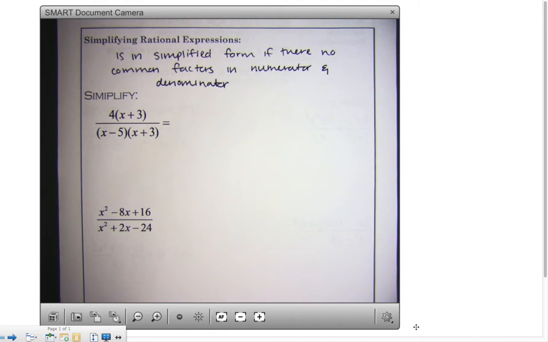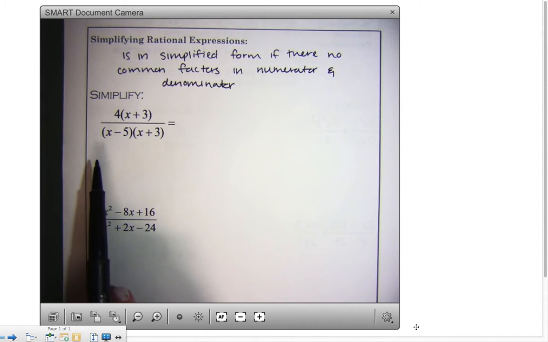So we just have to recognize what's the same in the numerator and the denominator, and if it is the same, we're just going to cancel it out to simplify it. So this whole time when we're simplifying, you're thinking, can I factor these expressions? And if I can, then are there factors that are the same in the numerator and denominator that I can cancel out? So here's a rational expression.